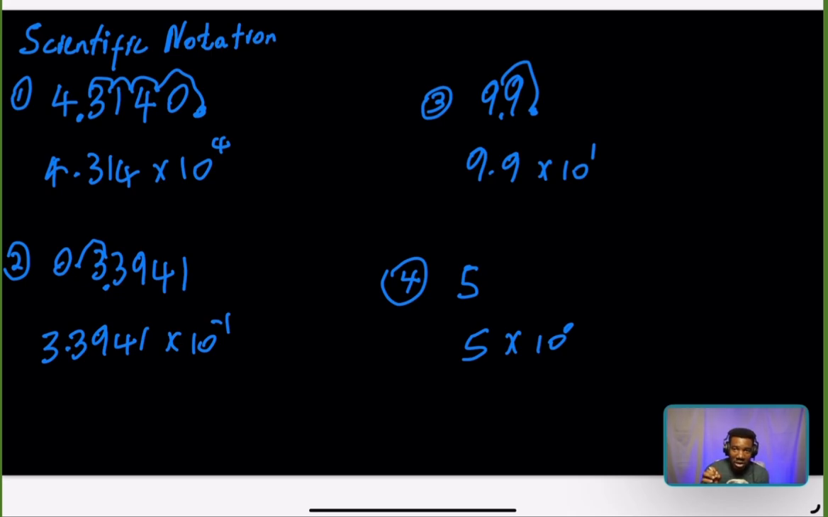Please let me know if you need me to go through more examples for scientific notation, but I think it's a very simple concept. All you need to do is write down these examples and try them repeatedly.